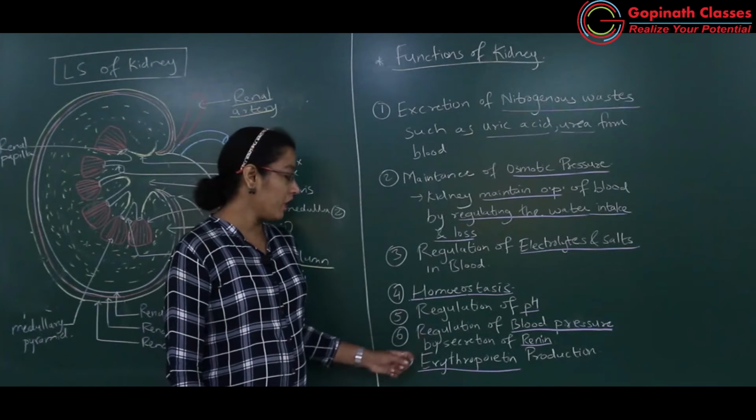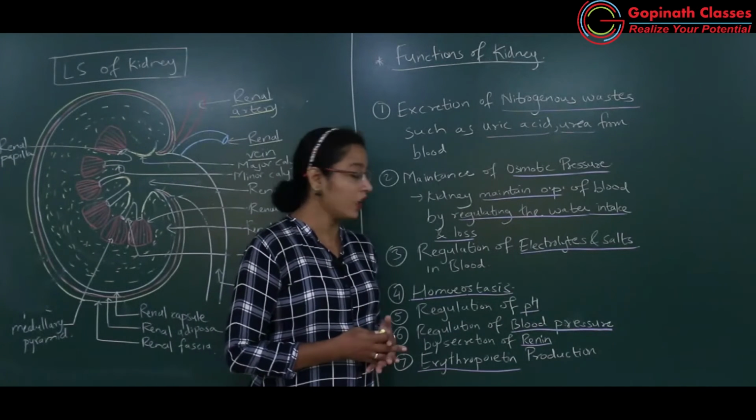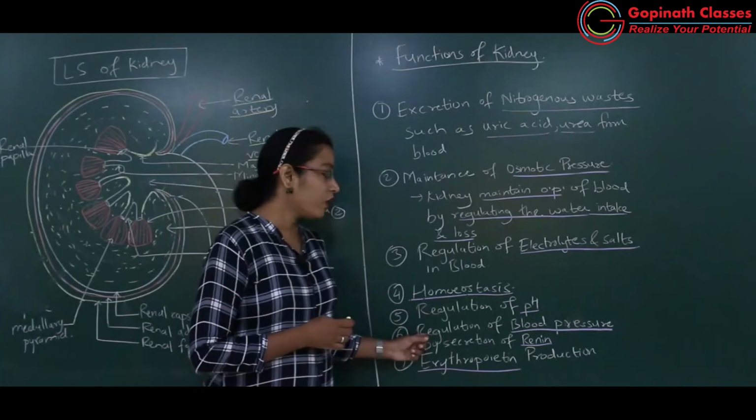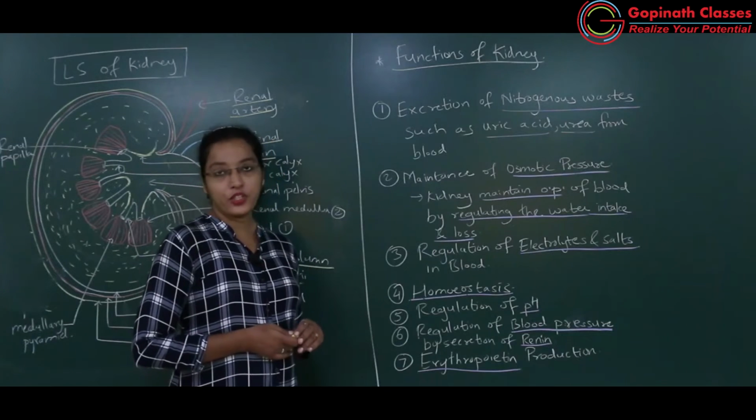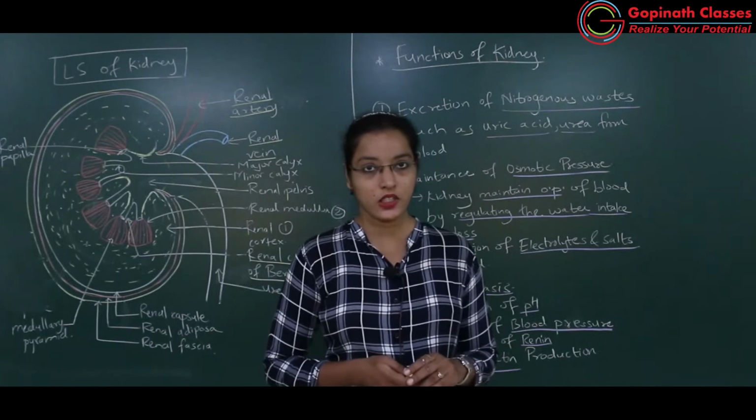So regulation of pH of the body fluids or blood is also maintained by the kidneys. Then the sixth role, that is regulation of the blood pressure. So blood pressure is also maintained constant.